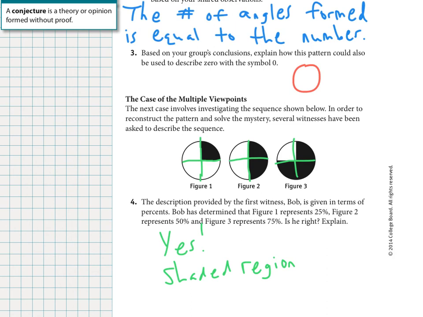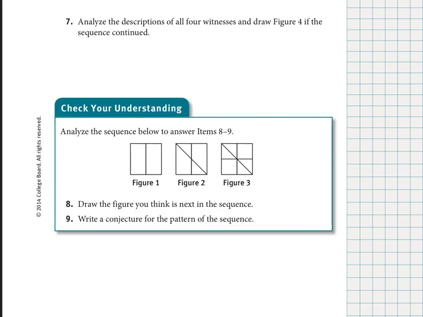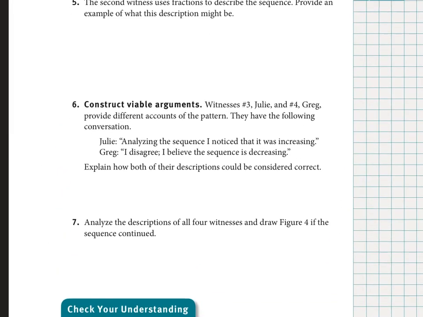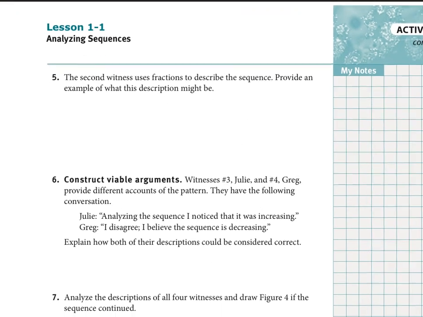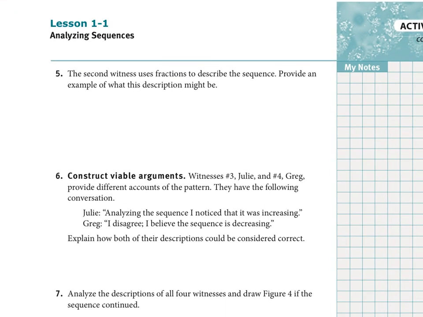But yeah, the shaded region seems to represent that, doesn't it? Seems good to me. Okay, what about the second witness uses fractions, right? So let's see if we can kind of draw those in again. So we had figure 1, 2, 3. We had something like this, right? Shaded in that amount. I think figure 2 was like that. And figure 3 was something like this, right?